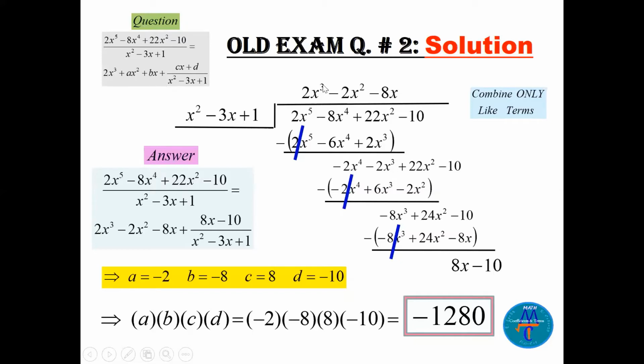Why the answer? Because we have the quotient there, 2x cubed minus 2x squared minus 8x, and the remainder you should get is 8x minus 10. Now you compare; the 2 in the question is given there. This is not A, this is A. So A is minus 2, B is minus 8, C is 8, and D is minus 10. When you multiply everything together, you get minus 1280.